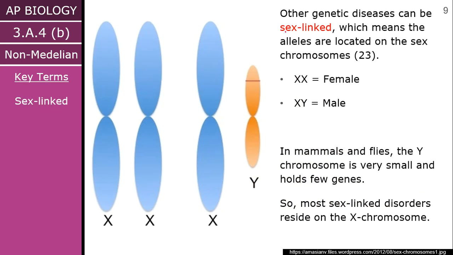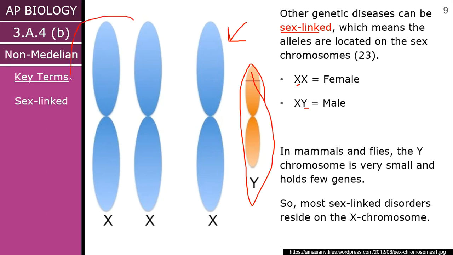Now, I mentioned this earlier, but some traits are what we call sex-linked. And that means that they're on a sex chromosome. So it could be on the X chromosome or it could be on the Y chromosome. Generally, the Y chromosome, like in humans and a lot of other animals that have the Y chromosome, is very small and there's not a lot of genes. So generally, if you're looking at a sex-linked trait, it's going to be dealing with the X chromosome.